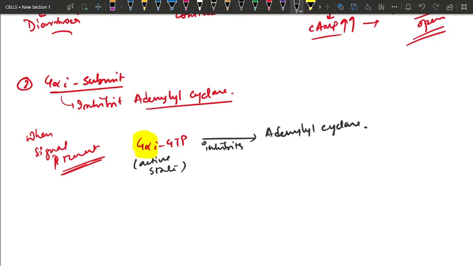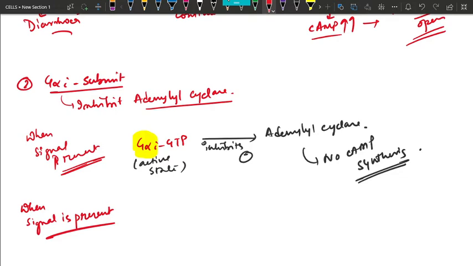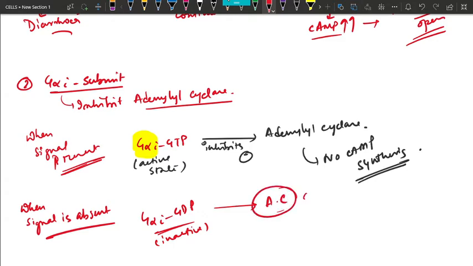Now the point is, if it is inhibited, what will happen? There won't be any cyclic AMP synthesis, right? When the signal is present, that is the case. Sorry, signal is absent. If there is no signal, G alpha I will be present in its GDP bound form, and this is the inactive form. If it's inactive, G alpha I won't inhibit. As a result, adenylyl cyclase will be active, and there will be cyclic AMP synthesis.